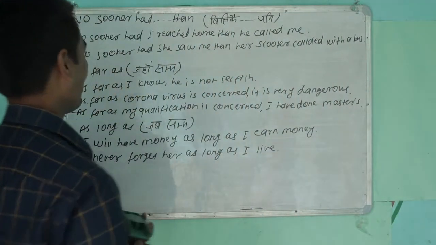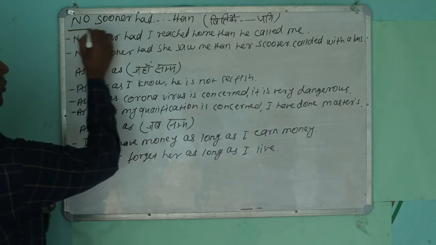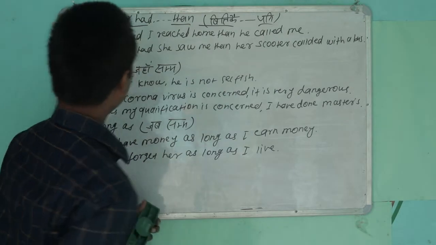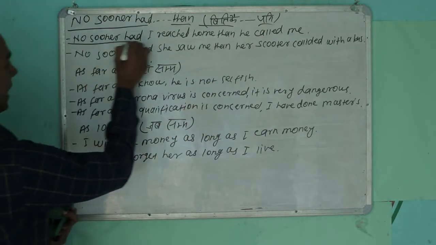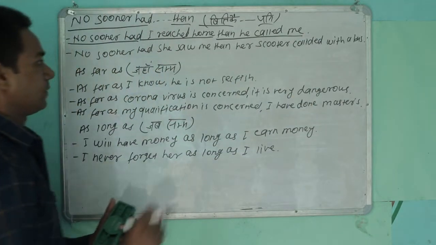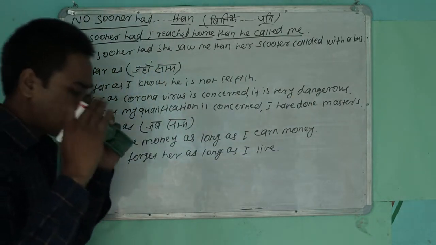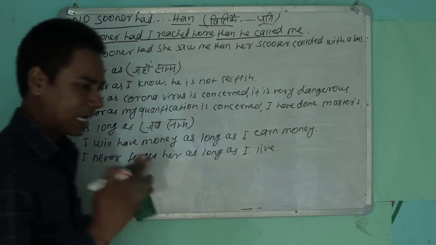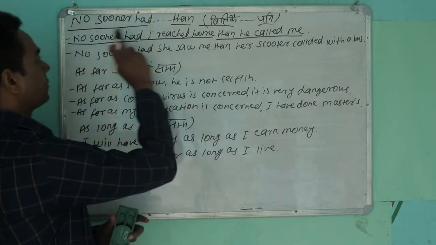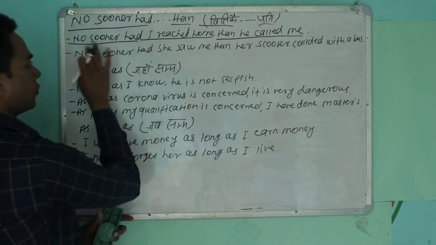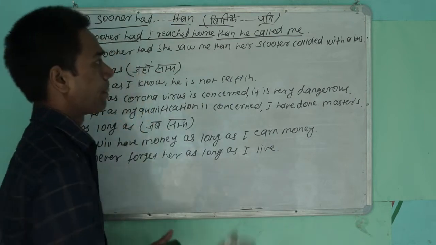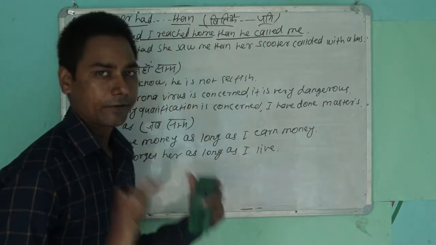Okay, next one we have no sooner had than. Look, no sooner had I reached home than he called me. It means there are two actions, and as soon as one action happens, the other happens. In that sense we use no sooner had. No sooner had I reached home than he called me.